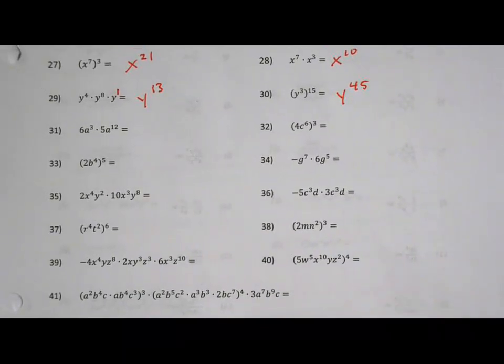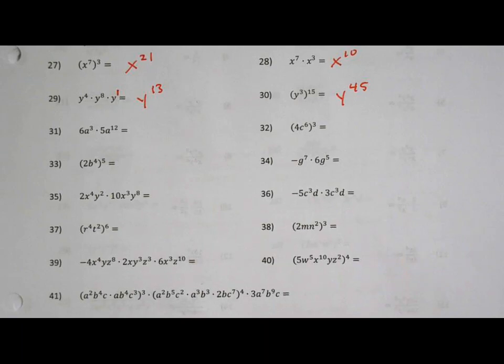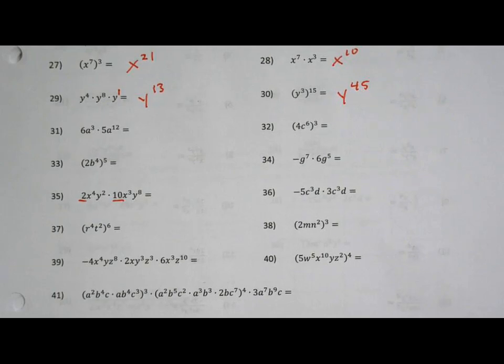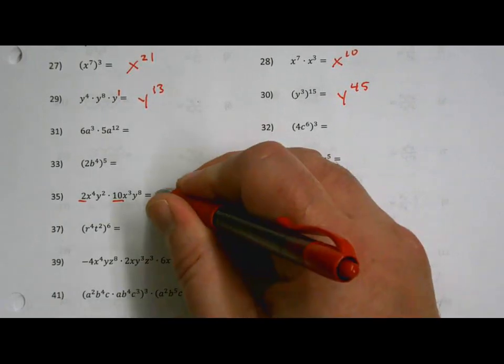Folks, I'm going to have you skip down with me to number 35. Please stop wherever you're at. If you're working ahead, that's fine. Please skip down to number 35. We're going to deal with this one piece at a time. Let's start with the 2 times 10. Can you do that in your head? 2 times 10 is 20.